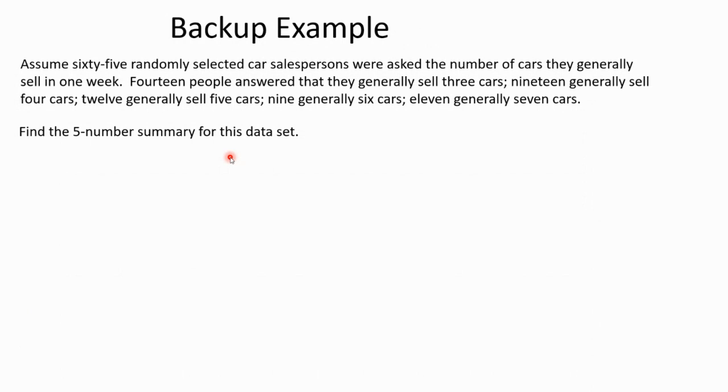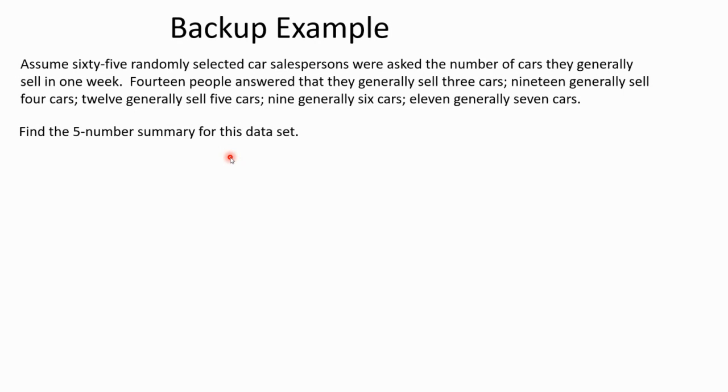Let's assume there are 65 randomly selected car salespeople, okay? The people that sell you cars at a dealership, that kind of thing. We asked them how many cars they in general sell in a week. Well, 14 people answered that they sell 3, 19 answered they sell 4, 12 answered they sell 5, 9 answered they sell 6, and so on, and 11 answered they sell 7. What I want us to do is to find the 5-number summary for the data set.